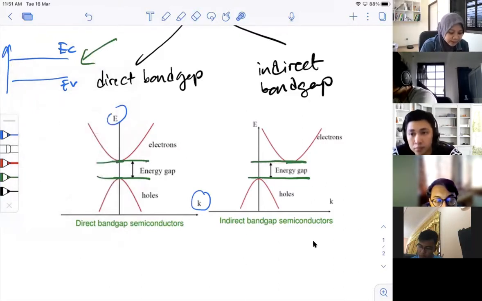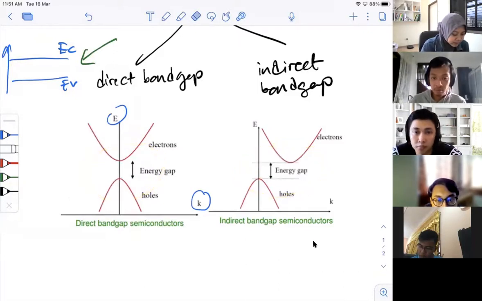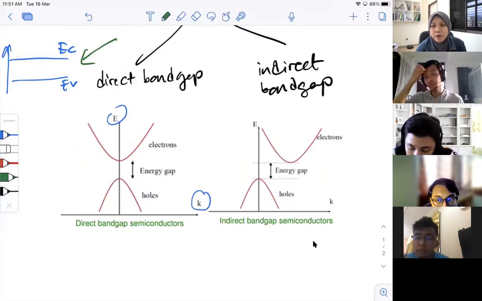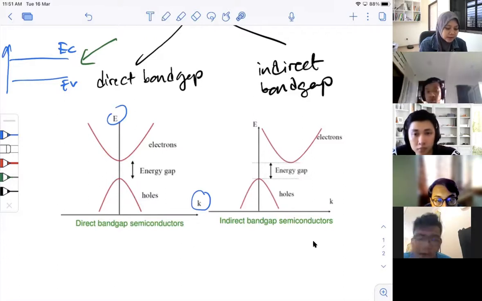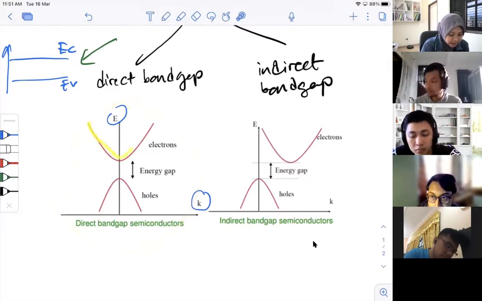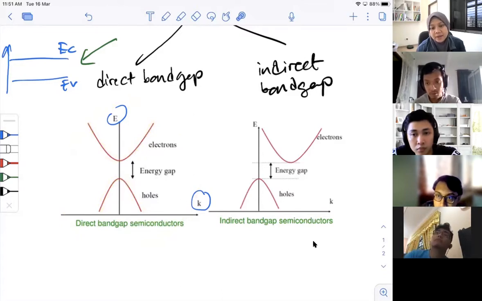So this, if you draw, it becomes like this, right? Okay, now I will rub this off. So for direct band gap material, if you do measurement in the lab, you will get this graph, whereby the energy of the electrons and holes, so the free electron will be here, the free hole will be here. The minimum, okay, this is the definition of a direct band gap material.